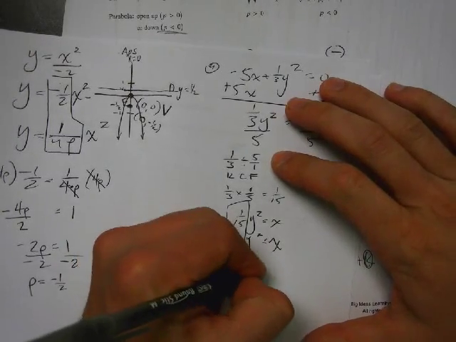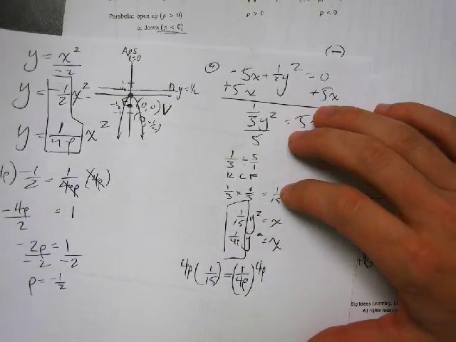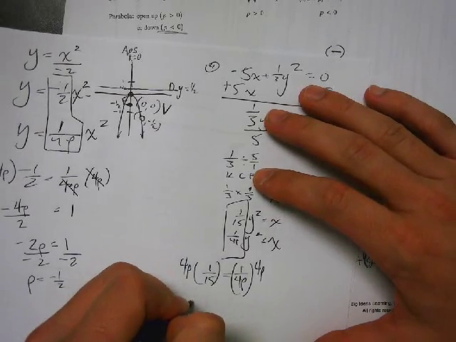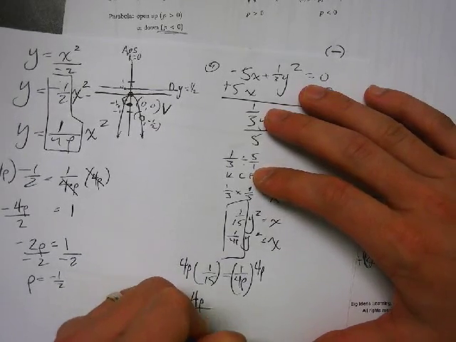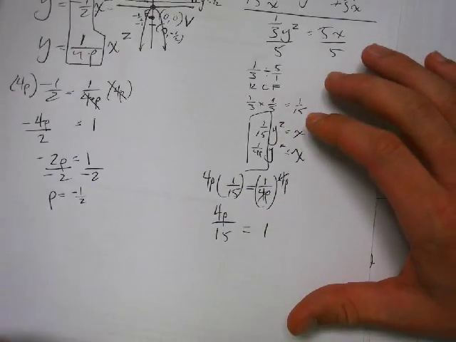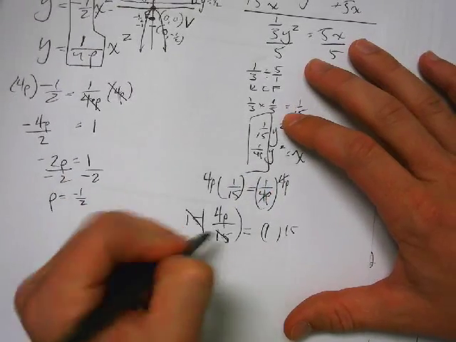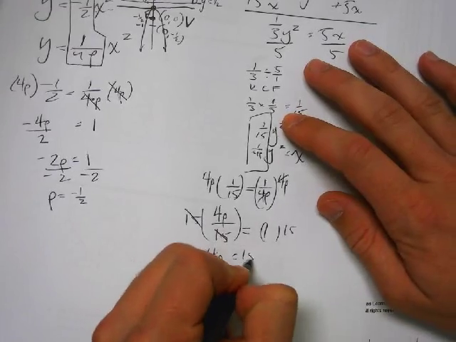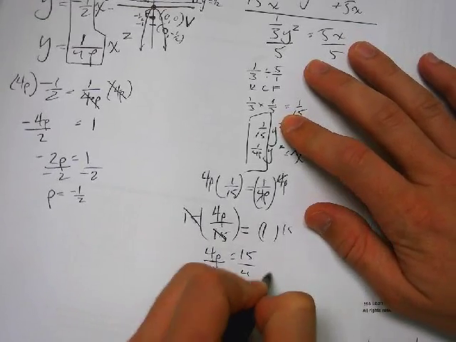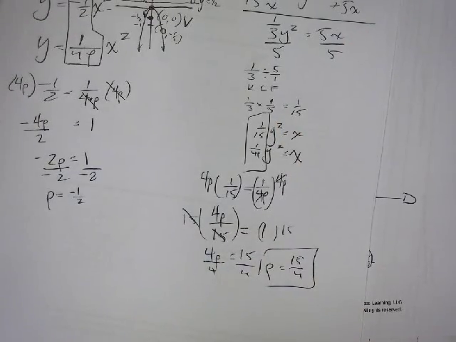I'm going to multiply both sides by a positive 4p. This means that 4p divided by 15 equals 1. Now I can multiply both sides by 15. So that 4p equals 15. And p equals 15/4. Knowing that, that means I know exactly where my vertex is now.